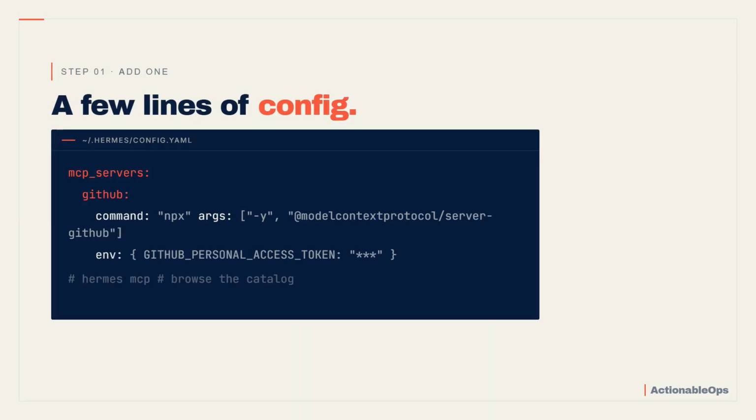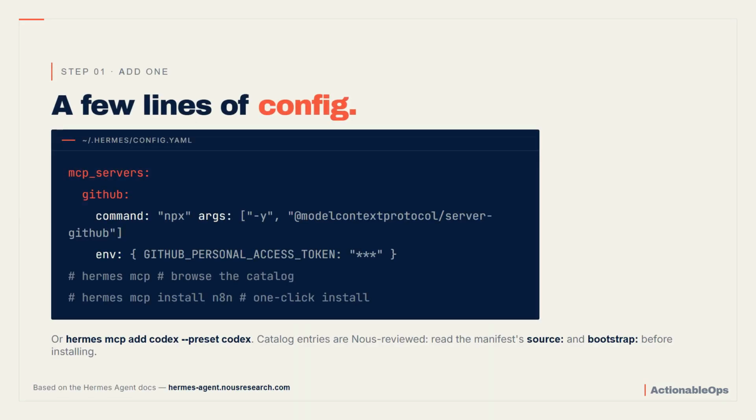Adding one is a few lines under mcp_servers in your config. Here's the classic: the GitHub server, run with npx and a personal access token, or use hermes mcp add with a preset, or browse the Nous approved catalog.